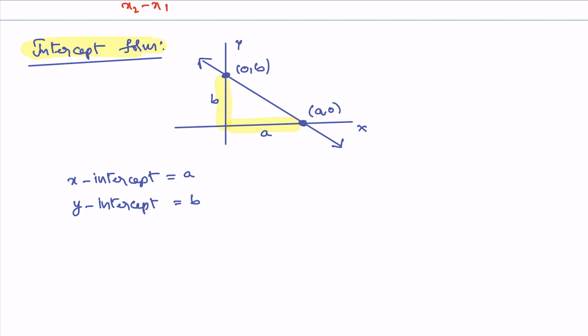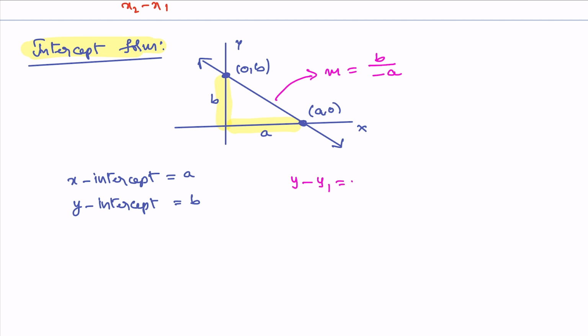Understand? So I'll find this line equation. I'll take 1 point. Which point? I'll take a comma 0. Slope of this line: how will you get the slope of this line? y2 minus y1 divided by x2 minus x1. Right. You take this as x1 y1 and this as x2 y2. y2 minus y1, that means b minus 0, b, divided by x2 minus x1, 0 minus a, which is minus a.